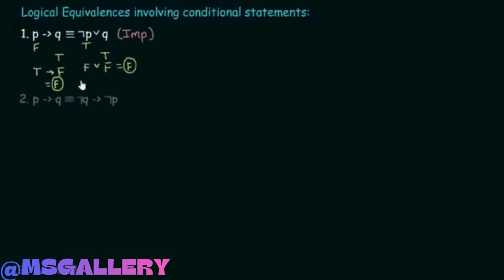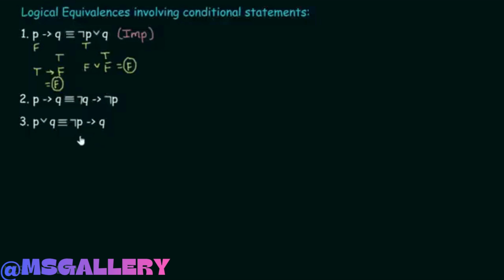Let's consider the second logical equivalence. P implies Q is equivalent to not Q implies not P. As not Q implies not P is the contrapositive of P implies Q, hence they both are equivalent. And we already learned that they both are equivalent, and hence P implies Q is equivalent to not Q implies not P. P or Q is equivalent to not P implies Q.